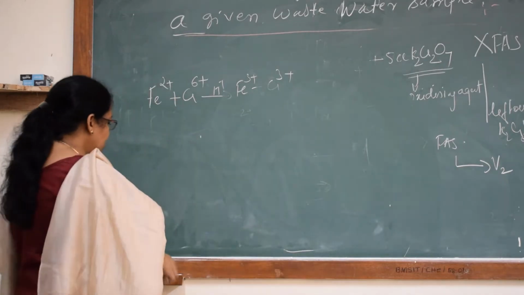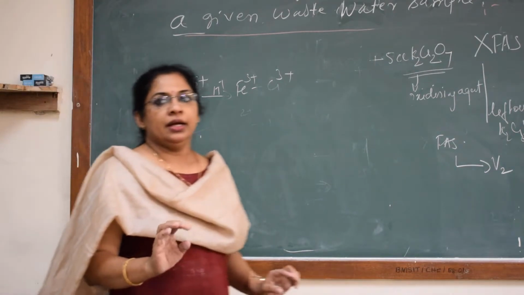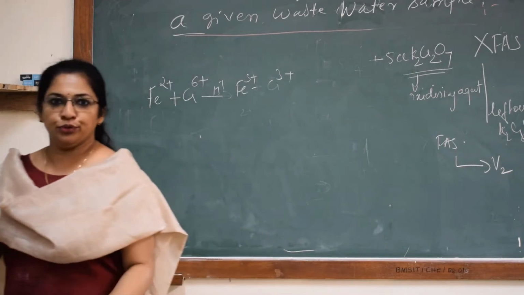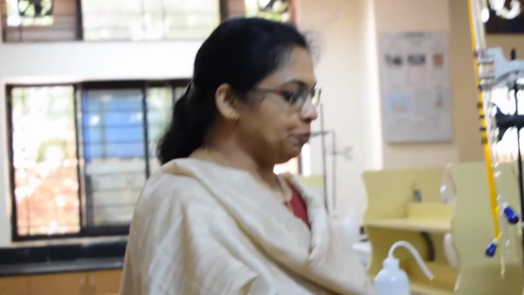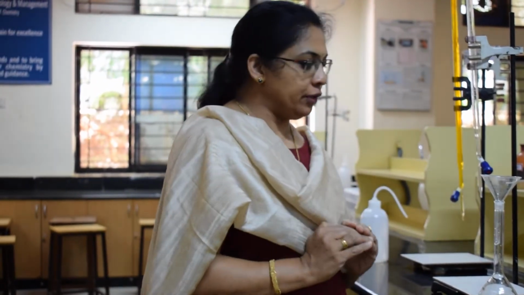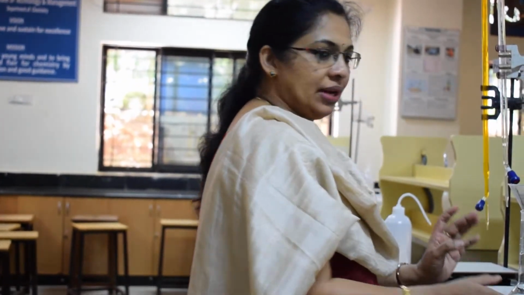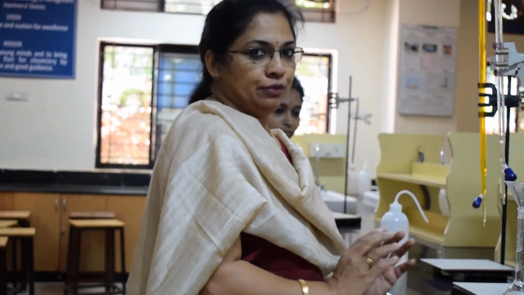Now I will show you how to do the experiment, and then we will get back to the calculation part. So dear students, now we will see how to do the experiment of COD. For COD, as I told you, first is the preparation of standard FAS solution. To prepare standard FAS solution, I have taken here a known weight of FAS in this weighing bottle. I have taken the weight of this bottle plus the sample. Now we are going to transfer this and prepare FAS solution.